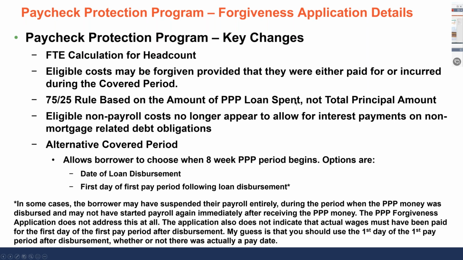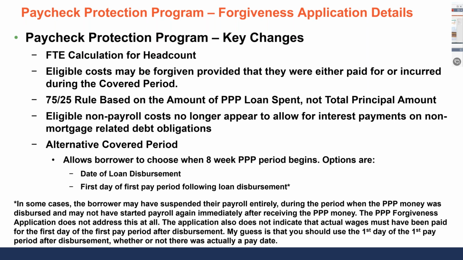So now I want to get into a piece of good news, and it's slightly good news. It's not as good news as it might seem on the face of it, but it is somewhat good news, which is that with the publication of the PPP loan forgiveness application, the SBA has created this concept of an alternative covered period. The alternative covered period allows the borrower to choose when the 8-week PPP covered period begins, and the options would be either the date of loan disbursement, as we knew it to be from the beginning, or the first day of the first pay period following loan disbursement.